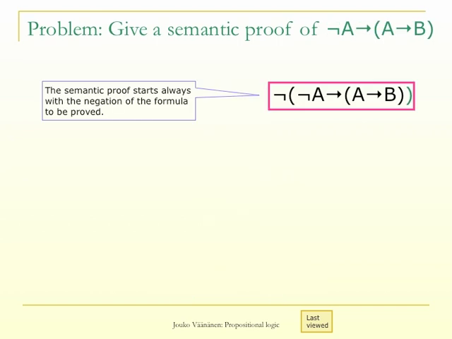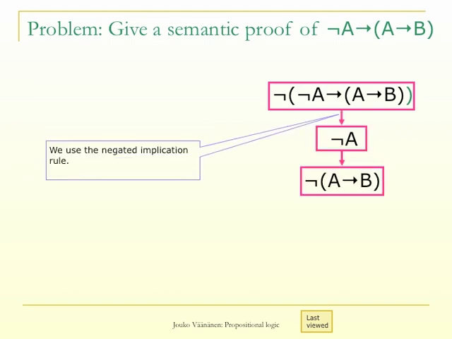Here we give a semantic proof of ¬A → (A → B). We start by writing down the negation of the formula to be proved. So in this case, ¬(¬A → (A → B)). First we use the implication rule. We have a negation of an implication, so we write underneath the hypothesis and the negation of the conclusion.